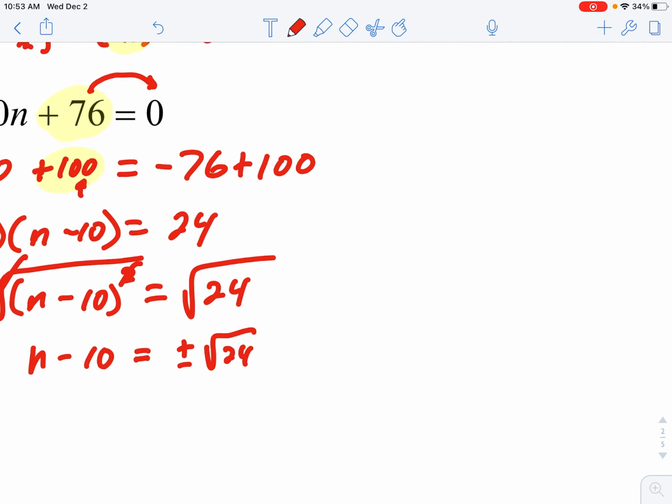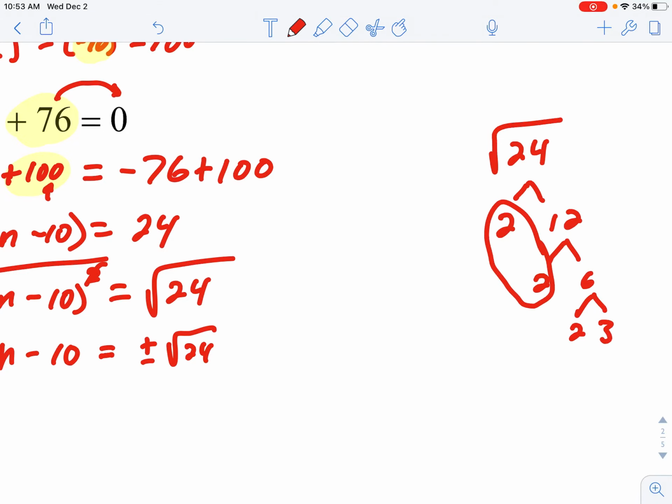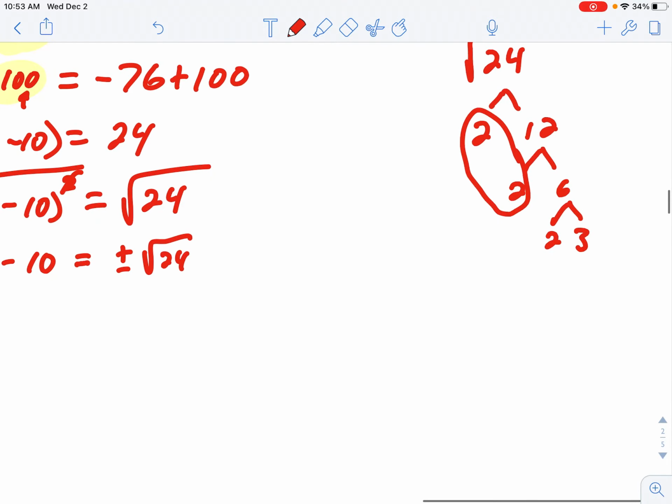Now let me take a little time out, a little sidebar. 24 is not a square number. If it was 25, of course, you know the square root of 25 is 5. That'd be wonderful, but it's not. However, 24 is 2 times 12, and that's 2 times 6, and that's 2 times 3. We do have a pair of 2's here, so we can simplify this.